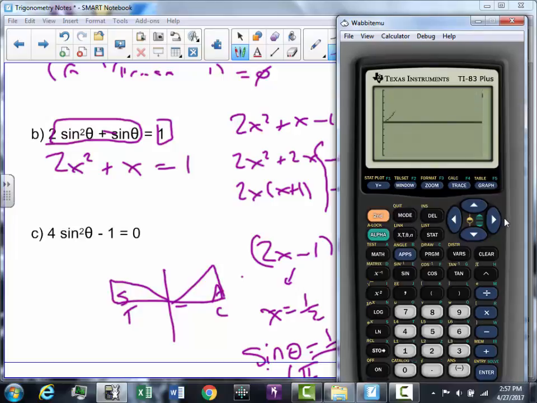If I graph it, I'm hoping to see that this thing will cross 3 times. So it looks like it'll cross once right there. That's probably the 30 degrees. It's going to cross once right there. That's probably the 150 degrees. And it looks like it just barely touches right there. That's probably the 270, which is the 3/2 of pi one.